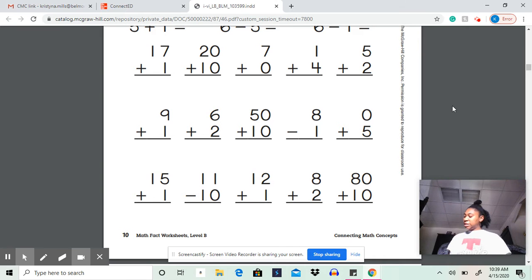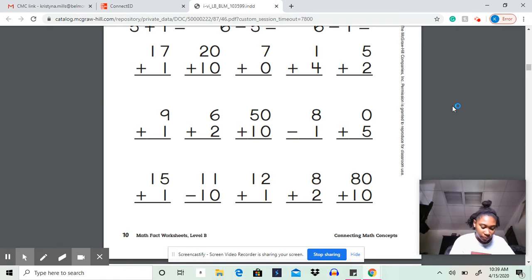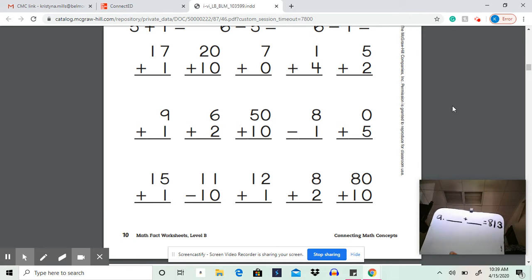So I hope you have some space on your piece of paper. And I'm going to write a problem. And you're just going to tell me the answers to these problems. So I'm going to write a problem. What number does this problem end with? What number does this problem end with?